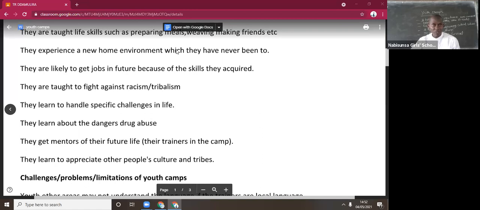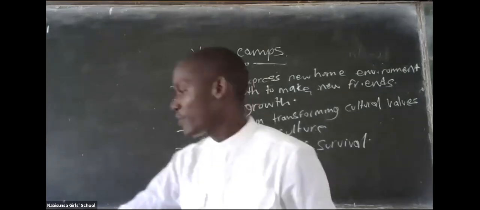Let me see which other person here. We want answers for why. Teacher, I wanted to answer the last question you asked. Teacher, shortage of funds, and also since they are youth of different ages from different parts of the country, they may teach each other bad morals. Bad morals. So we can talk about the first point here: challenges faced by the youth camps.